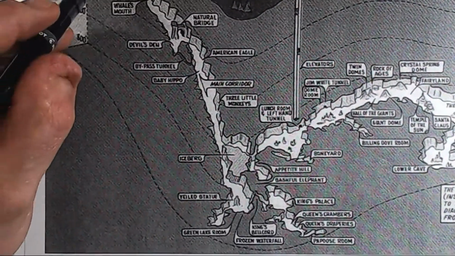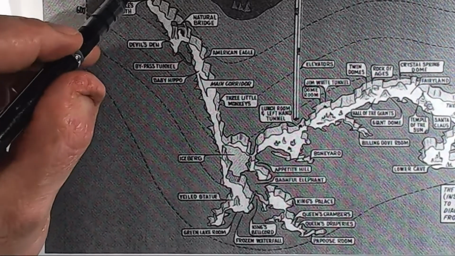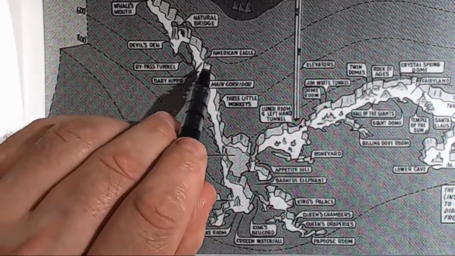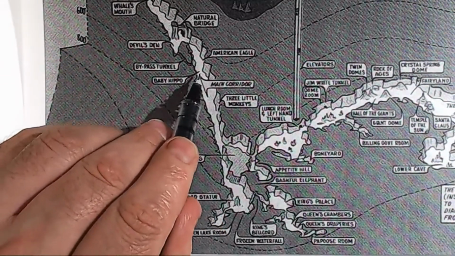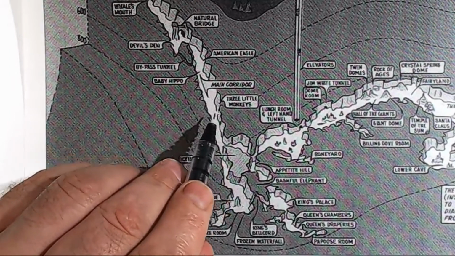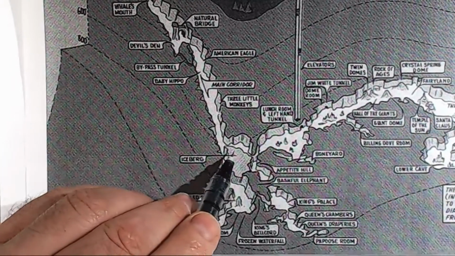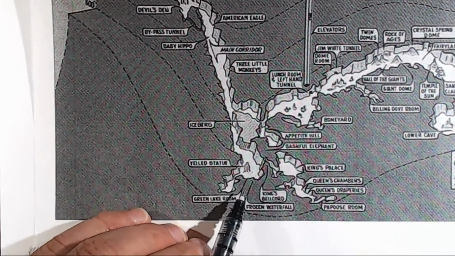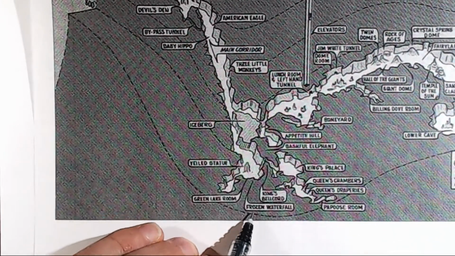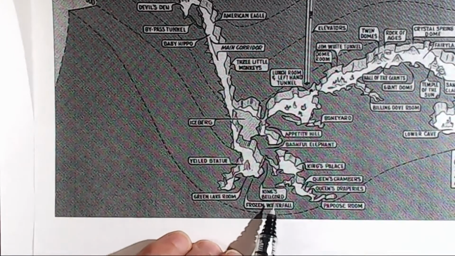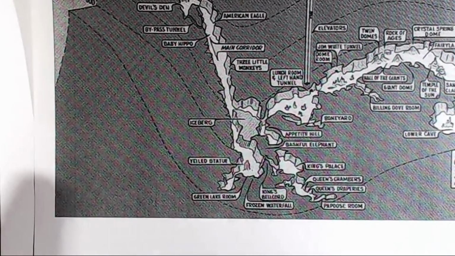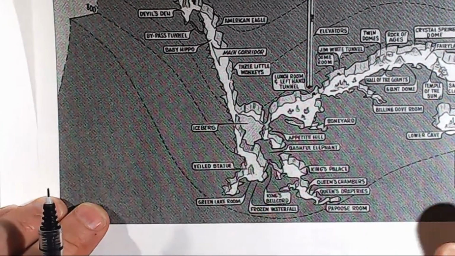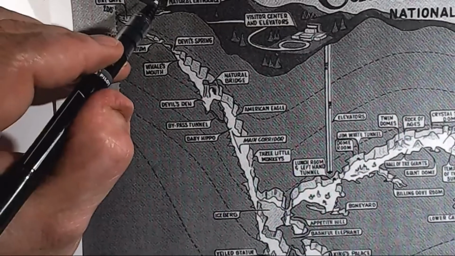And then we'll travel down deep past Devil's Springs, the Whale's Mouth, the Natural Bridge, the Devil's Den, the American Eagle, the Bypass Tunnel, the Baby Hippo, the Main Corridor, Three Little Monkeys, the Iceberg, the Veiled Statue, all the way down into the depths of the cave to the frozen waterfall, okay? If you've ever seen this place, you know how cool this is. So we're going to the frozen waterfall, and we're starting up here at the natural entrance.